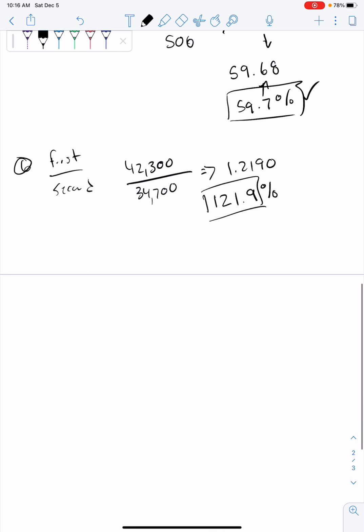Okay, number 7. Number 7 says to find the scale ratio. So it tells me that 1 millimeter represents 100 kilometers. So what I'm trying to do here is it wants to know what the ratio is. Basically, it wants to know how many millimeters are there in a kilometer.